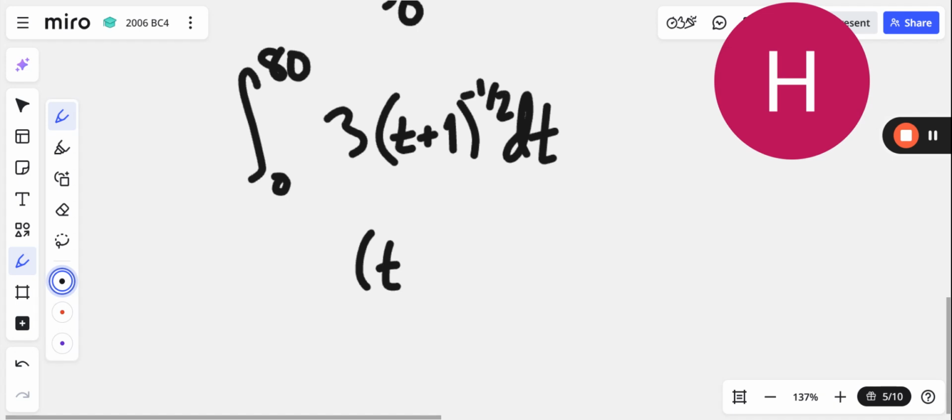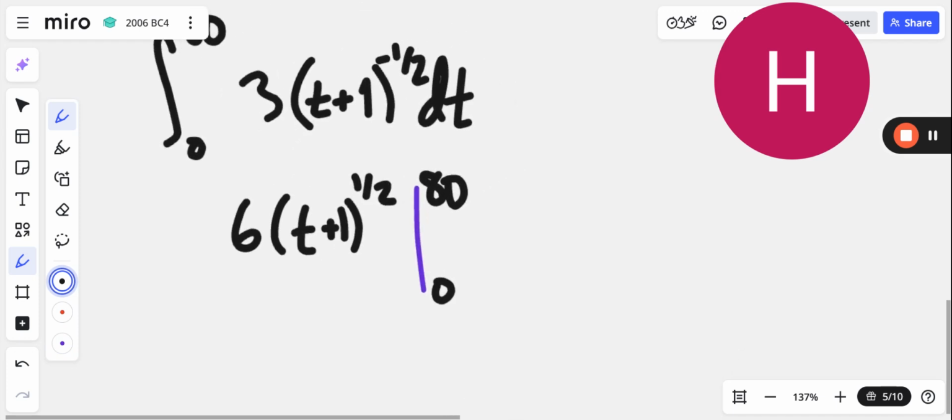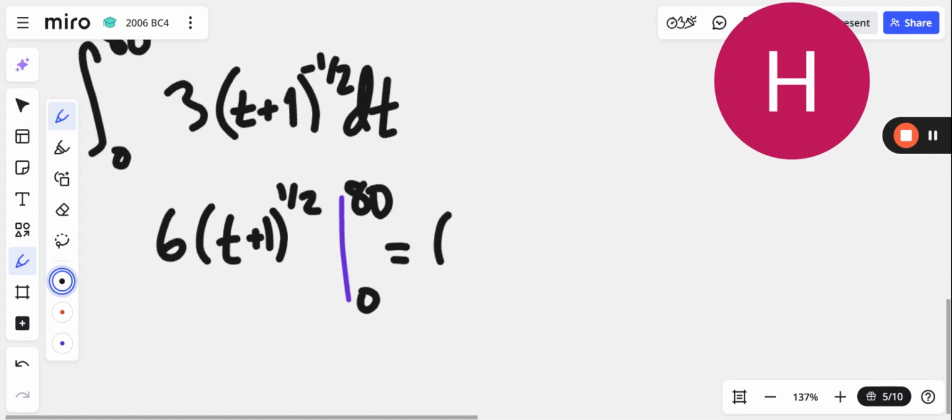So we have (t plus 1) to the 1/2 now, and divide by the new power. So divide by 1/2, that's the same as multiplying by 2. So let's call that 6 times (t plus 1) to the 1/2, from 0 to 80. 80 is a nice number to use for this.